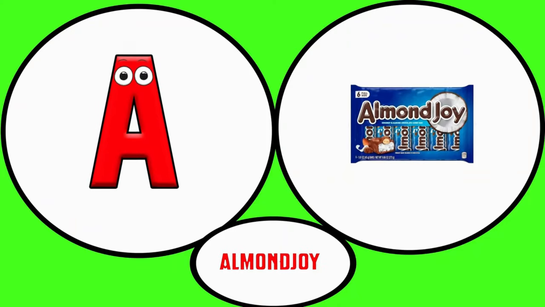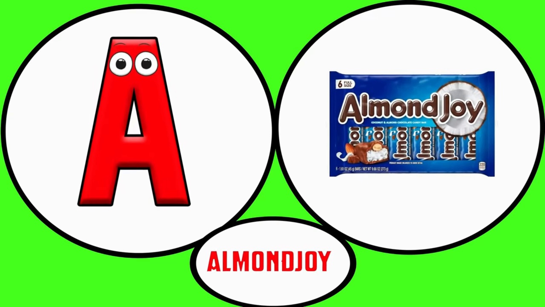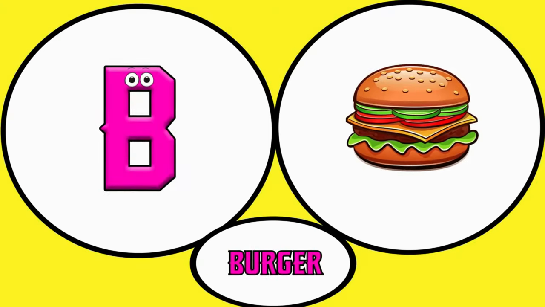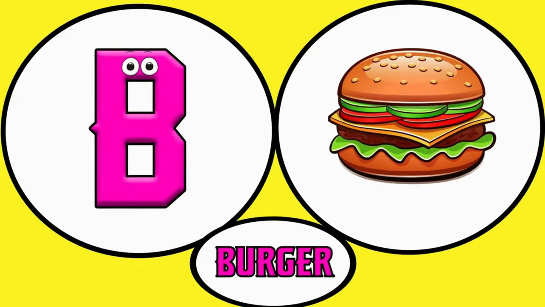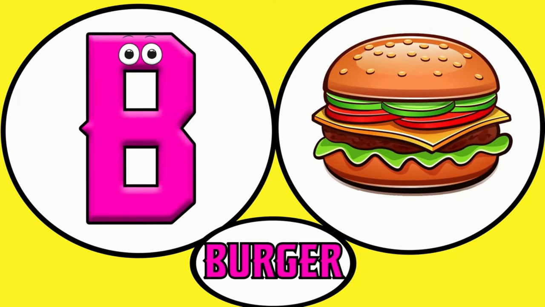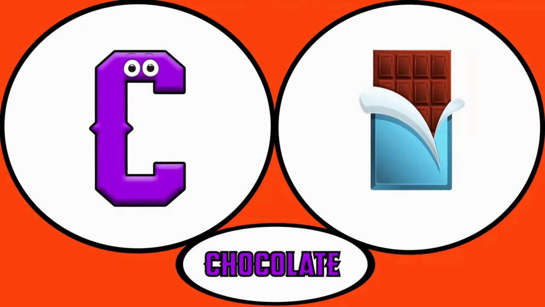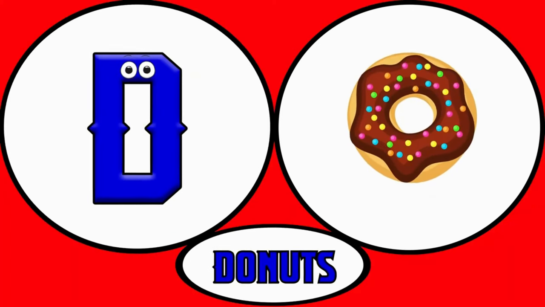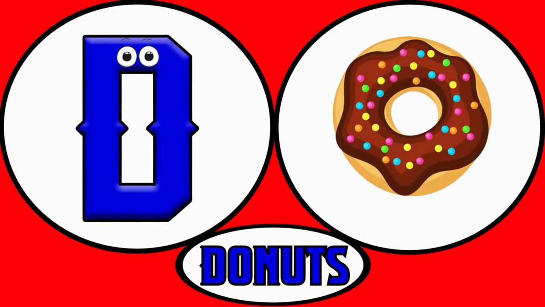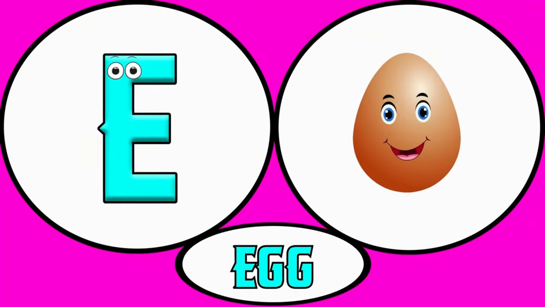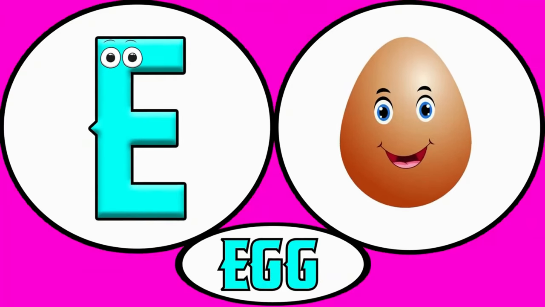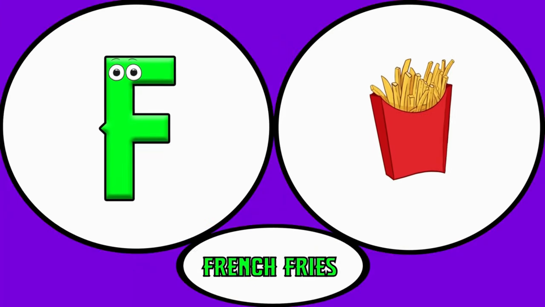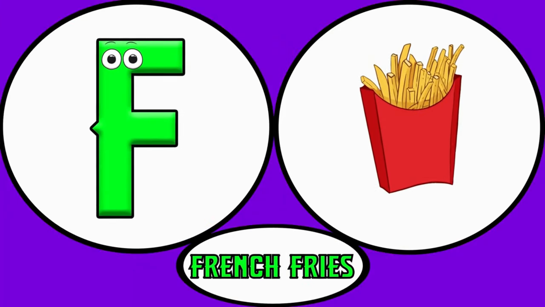zebra. A is for almond joy, almond joy. B is for burger, burger. C is for chocolate, chocolate. D is for donuts, donuts. E is for egg, egg. F is for French fries, French fries.